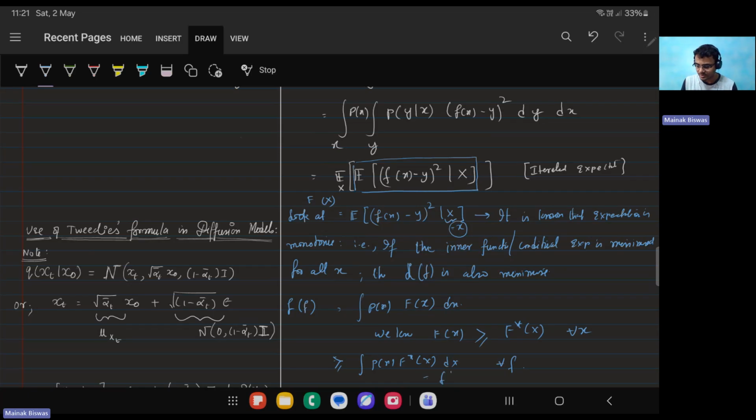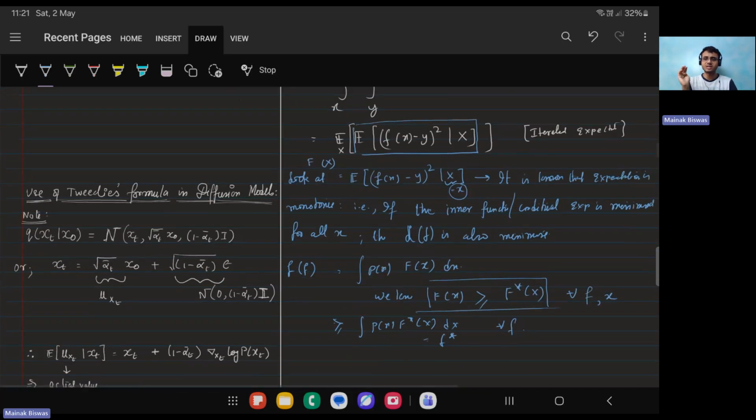This is your L star. So for all f and all x, if it is true that f star x, the optimal f star, is always less than f of x for that corresponding data point, this is clearly valid because it's a sum of positive numbers, and if you have one value to be always less, that is going to always give you a lower value. That is very clear. That's what I showed. So even this monotonic property is what I proved.